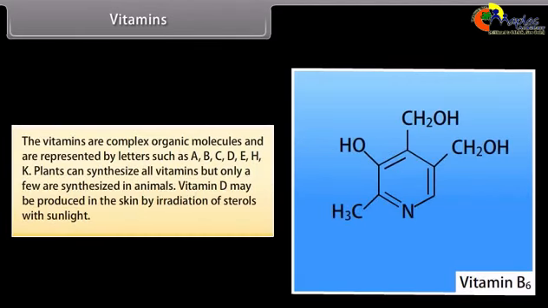The vitamins are complex organic molecules and are represented by letters such as A, B, C, D, E, H, and K. Plants can synthesize all vitamins, but only a few are synthesized in animals. Vitamin D may be produced in the skin by irradiation of sterols with sunlight.